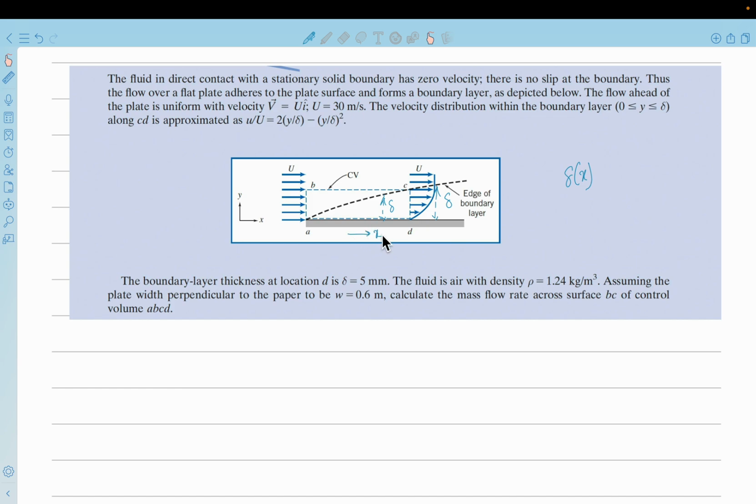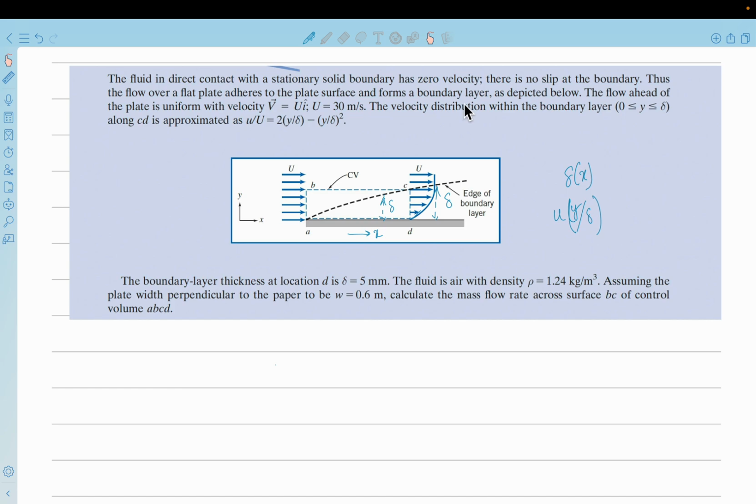This is my x direction, and at any point I can draw the velocity profile. So the velocity profile u is in fact a function of y. As you can see, with y it is changing, so it is a function of y, and it is also a function of this delta. There are theories, and it has been proven that u is actually a function of y by delta.